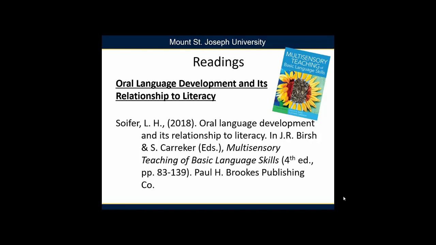We begin the class with an examination of the relationship between oral language and literacy. This reading can be found in the 4th edition, Multisensory Teaching of Basic Language Skills. This book chapter describes the relationship between aspects of oral language and literacy, along with the similarities and differences between oral and print language. The chapter explains the role of various aspects of language impairment to literacy acquisition and performance, along with the dynamic interaction between aspects of language, working memory, executive function, and academic performance.